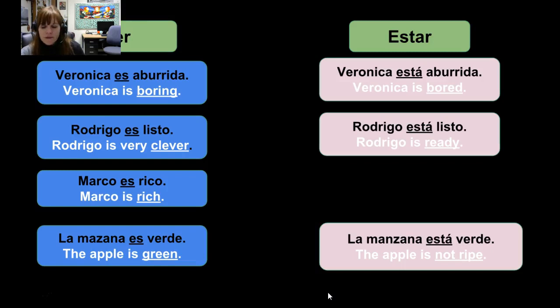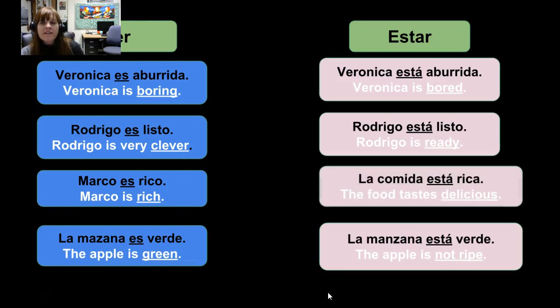So what's really interesting about ser or estar is that depending on the adjective you use, it can change the meaning or the definition of it. So for example, Veronica es aburrida. When you use the verb ser, it means Veronica is boring. If I said Veronica está aburrida, it means Veronica is bored in this moment. So she's in a certain class and she's feeling bored, right? So there's a difference between being a boring person and bored.